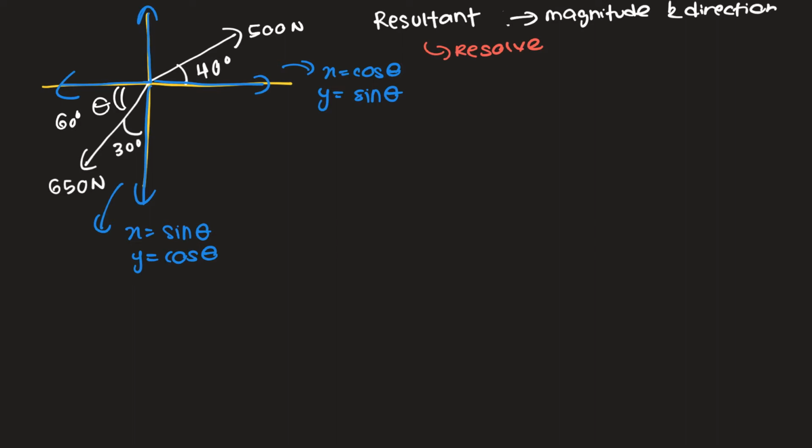Okay, so once you already resolve the components, you already identify the angle, the next thing is you need to calculate for each x component and y component. Example for this one, I put it as F1 here and I put it as F2 here. So the F1 x component is going to be F1 cos theta, which means it's going to be 500 cos 40 degrees.